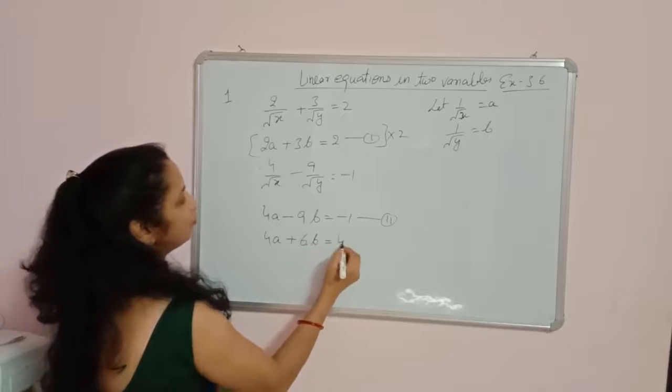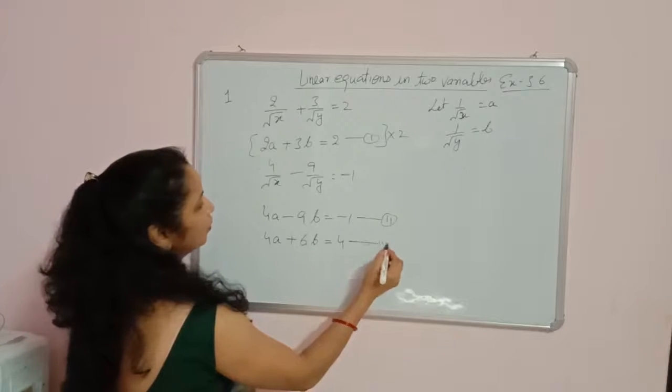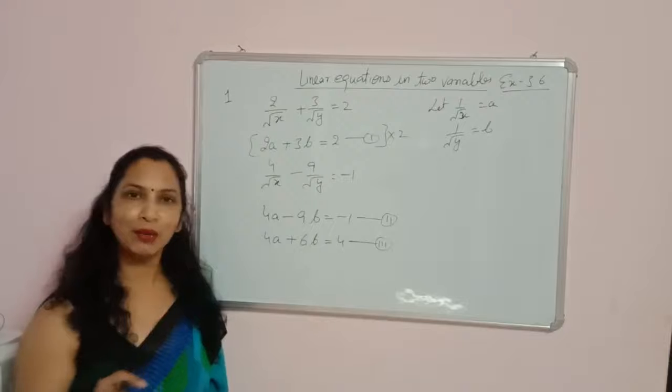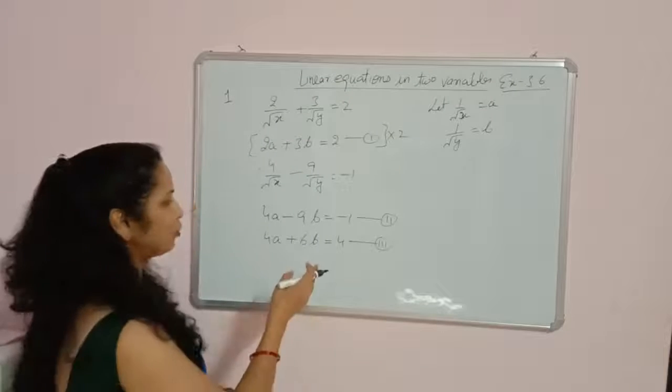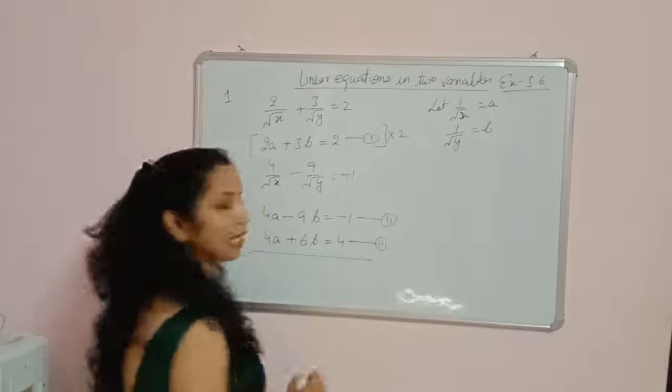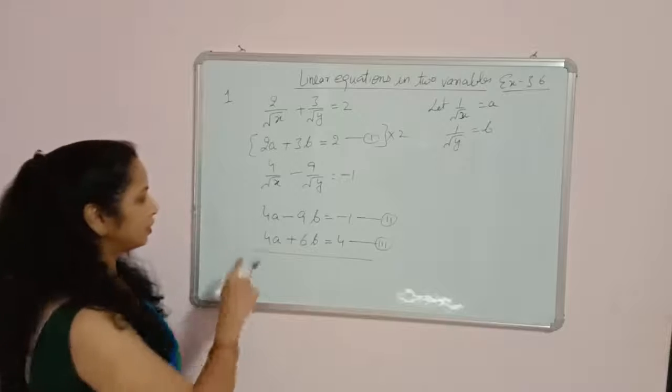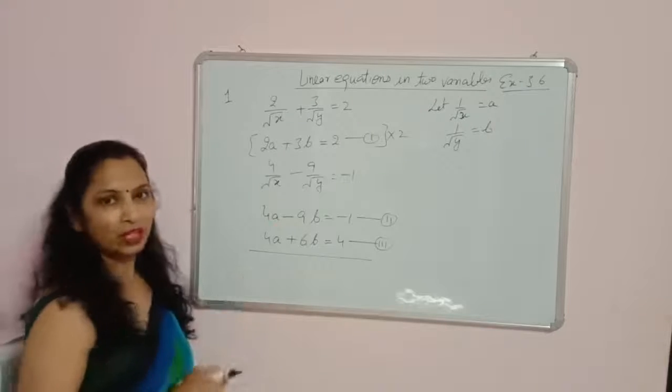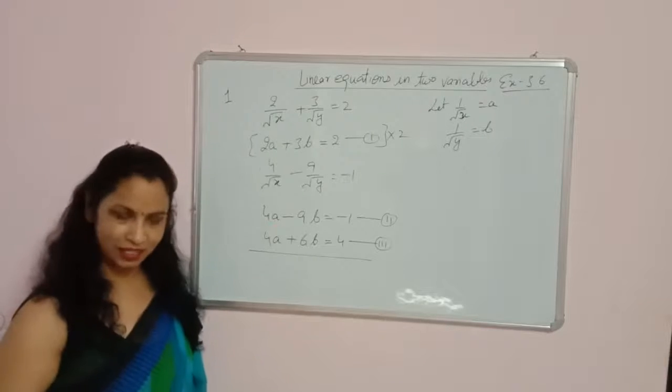6B is equal to 4. This is the equation third now. By multiplying the equation first by 2, we get this third equation. Now we can subtract the equation, since we want to cancel 4A with 4A and both of them have the same sign.